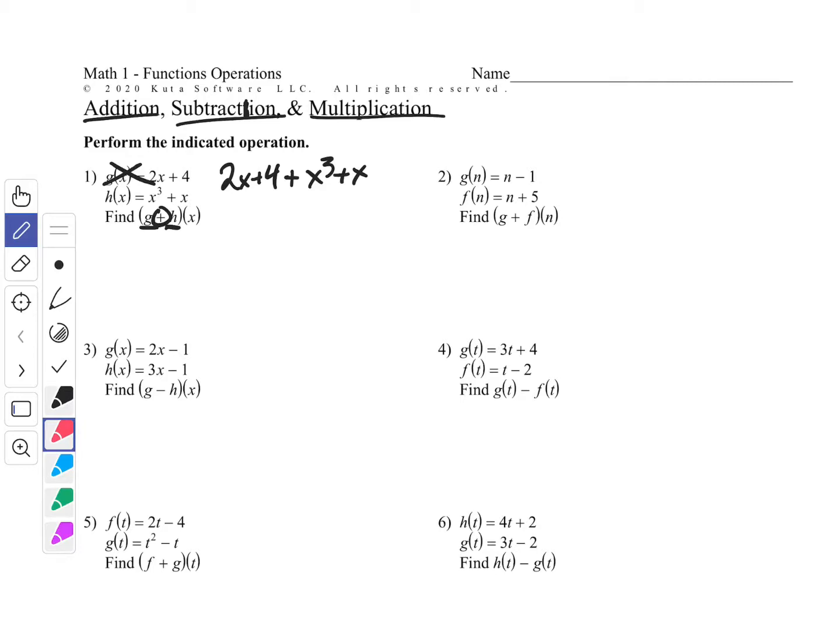So remember, like terms have the same variable with the same power, okay? So even though I've got x cubed and x, it's the same variable, but they're not the same power, okay? So x cubed, there's no other x cubed, so I'm going to write x to the third first because we typically like to have the highest power first.